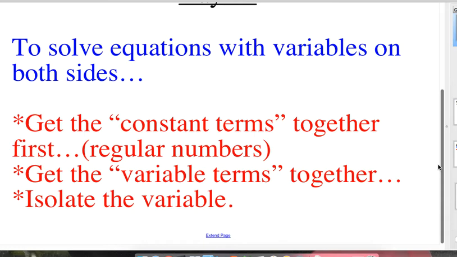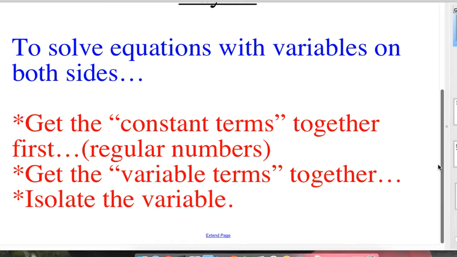Then, once we have those squared away, step 2 would be to get the variable terms together. So again, as you're looking at these equations, you're going to notice that maybe there's a 5a on the left side and a -4a on the right side. You're going to have variables on both sides, and that's not okay. So we're going to have to be moving an entire variable term from one side of the equation across the equal sign to the other side of the equation. So we'll be getting our variable terms together.